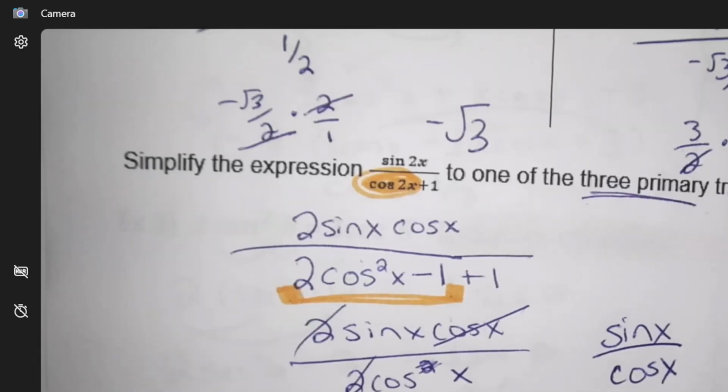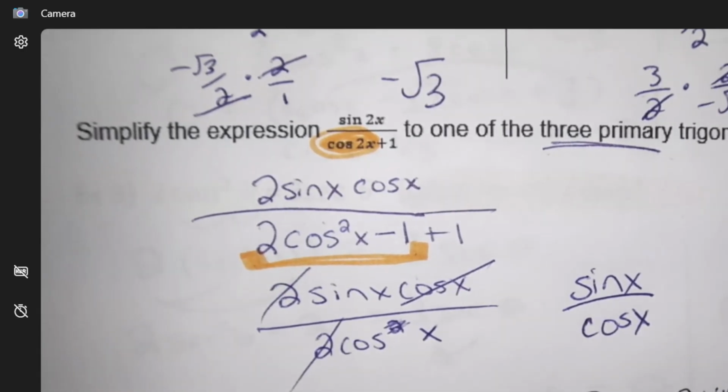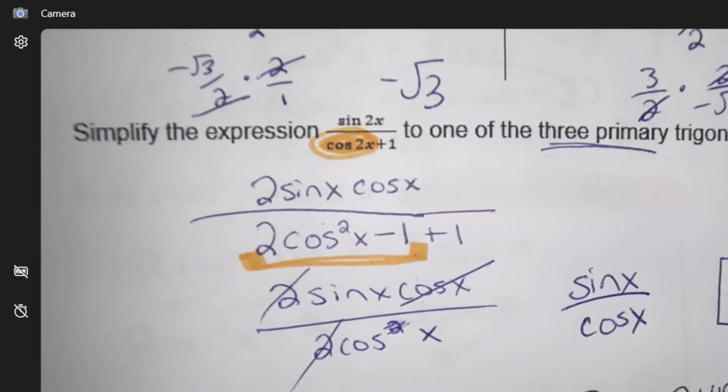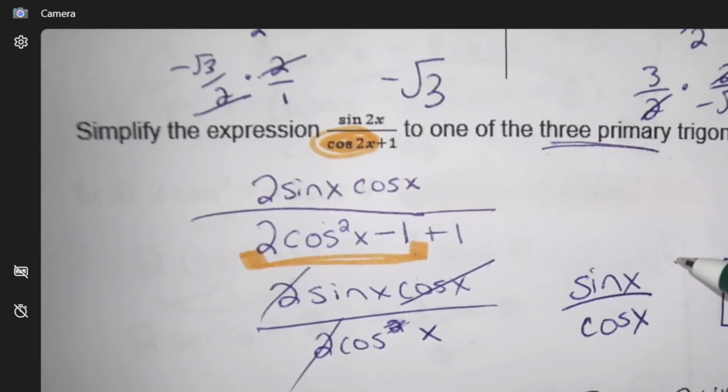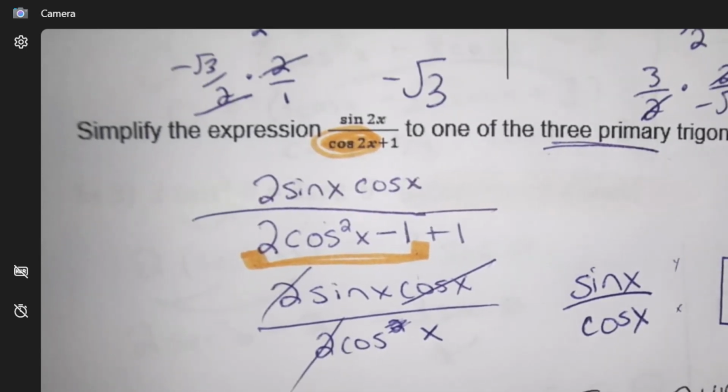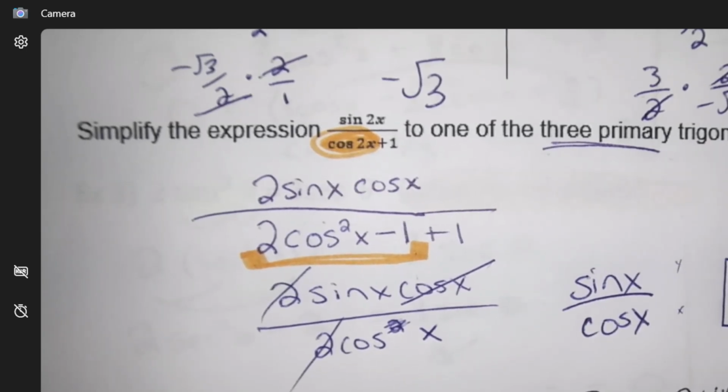And then what do I know about a sine divided by a cos? That's like a y divided by x, which is a tan ratio.